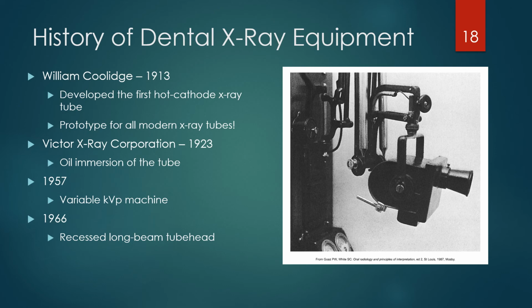Then Victor X-Ray Corporation, the company, in 1923 ends up immersing that vacuum tube inside oil, which allows the outside of the machine to stay cool, and the oil actually absorbs a lot of that heat. In 1957 is when they make a machine where the operator is able to change the KVP settings. In 1966 is when they decide that a longer tube head beam will actually help with pointing those X-rays in the direction that we want them to go.